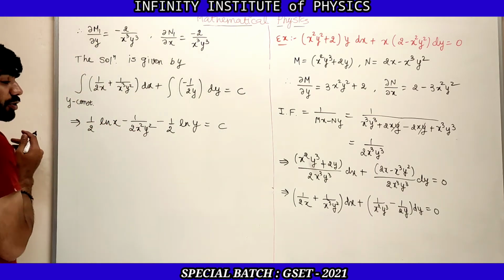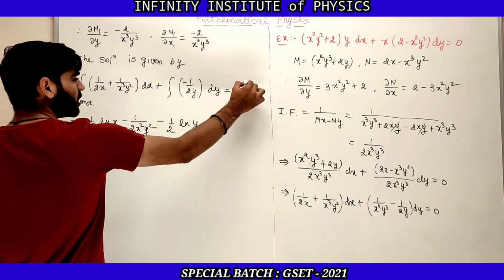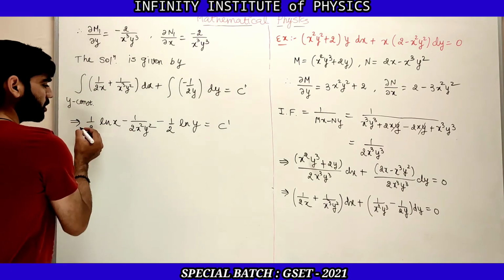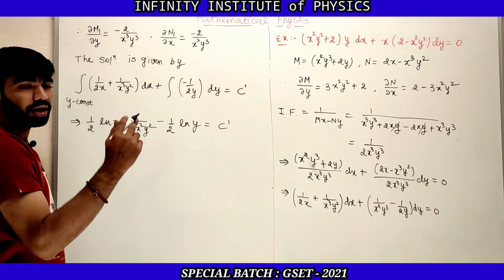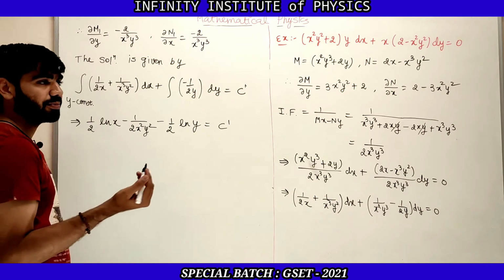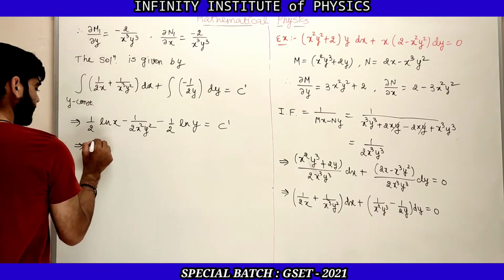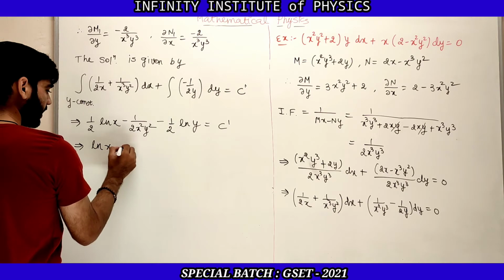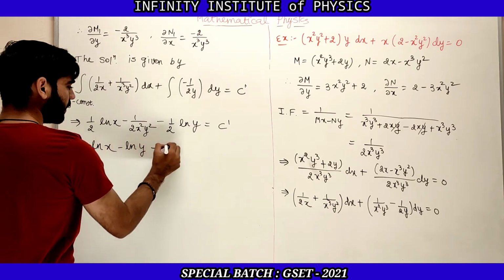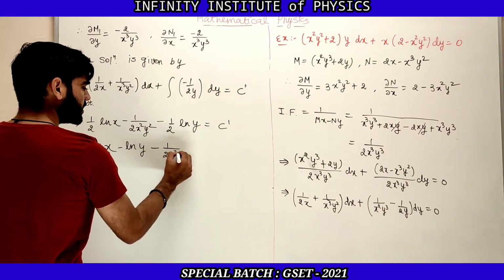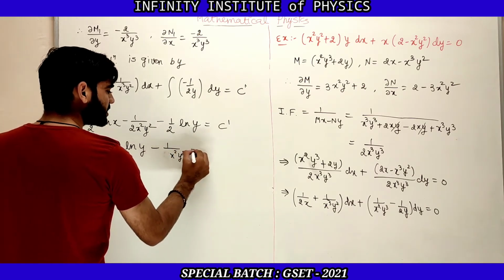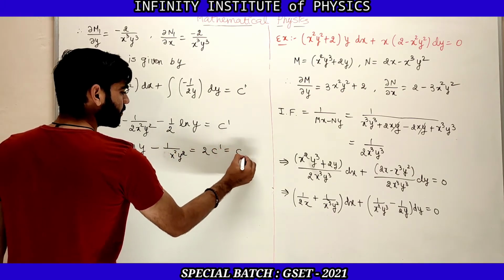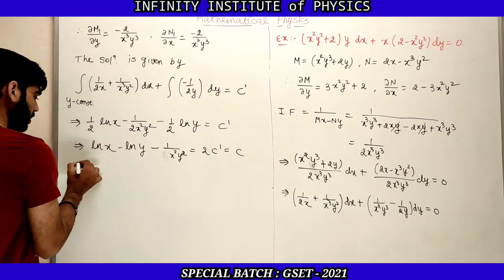Now let us take 1 by 2 common from all these terms and give it as c dash, and take it to the right hand side, then it will be 2c dash, and I am giving that 2c dash the name c. Then it will be ln x minus ln y minus 1 by 2 x square y square, which is equal to 2c dash, and I am giving it as c.